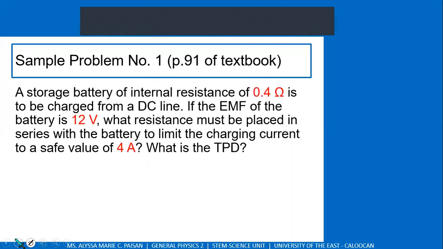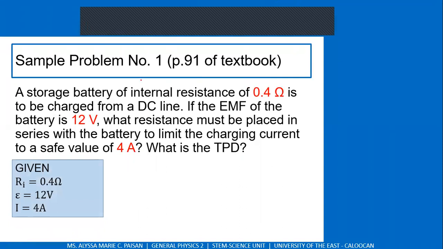Let's have sample problem number 1. A storage battery of internal resistance of 0.4 ohms is to be charged from a DC line. If the EMF of the battery is 12 volts, what resistance must be placed in series with the battery to limit the charging current to a safe value of 4 ampere? And what is the TPD? So, dalawa yung nawawala. Let's first enumerate the given. We have the RI. Ayan naman, sinabi agad-agad dito na internal resistance siya. It's 0.4 ohms. And then, sinabi din agad-agad yung EMF. That is 12 volts. And then, we have the I or the current, which is 4 ampere.